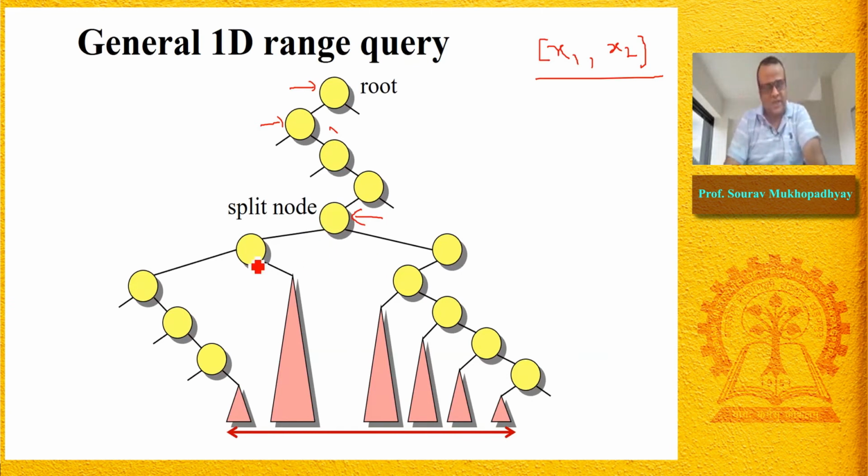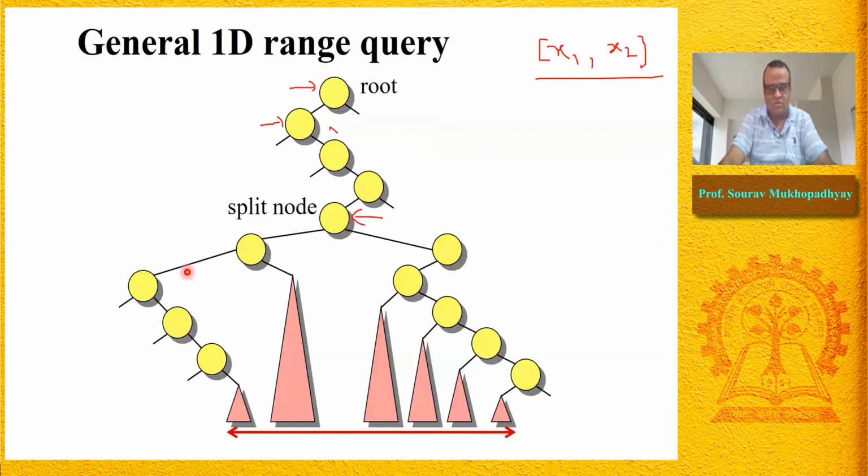Once we reach a split node, we have to do a left traversal and a right traversal, because that means there will be some points in the left subtree and some points in the right subtree also. Let us do the left traversal first. Suppose we are doing the left traversal and we check with this node, and if something is there in the left part, that means all the nodes in the right part will be in the range. So we have to output the whole subtree rooted at this right node if we are going to the left part.